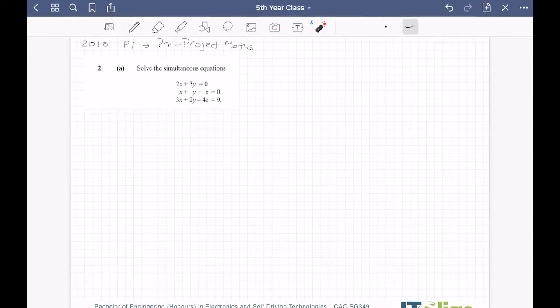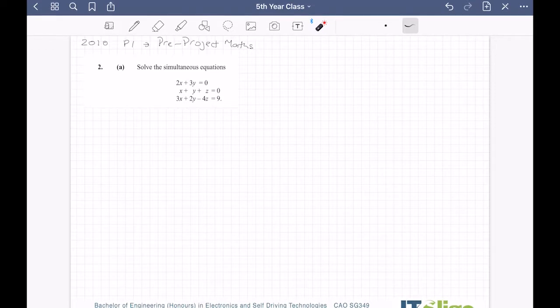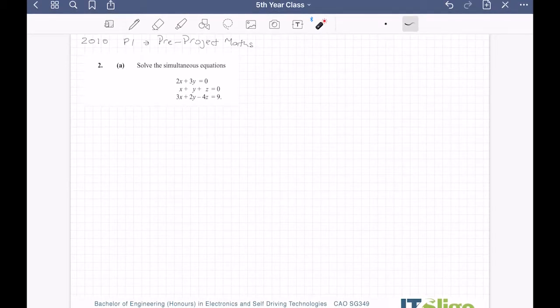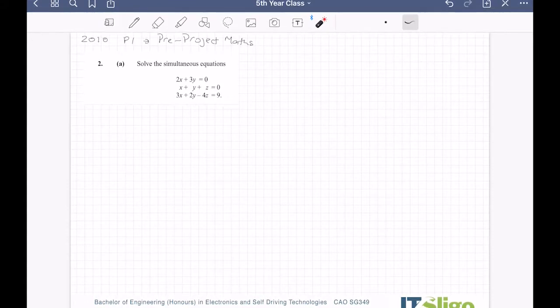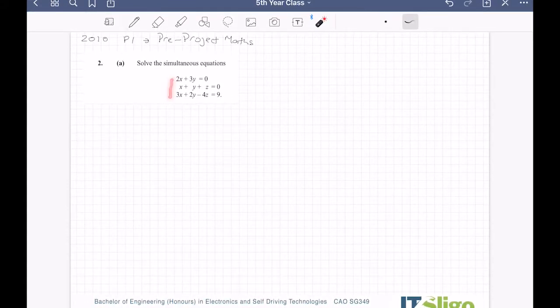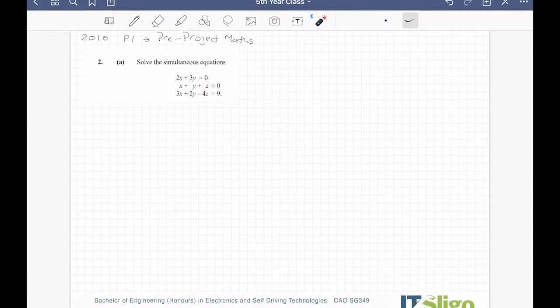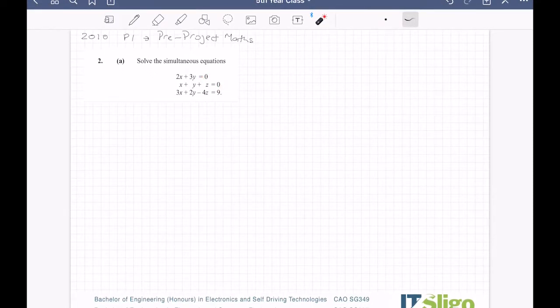This one is from the 2010 paper 1 Leaving Cert paper. It was pre-project maths, but the maths is the same. A couple of steps to it. You look at each of the equations and you make sure that they're aligned perfectly. So the x's are over the x's, the y's are aligned with the y's, the z's are aligned, and they're all equal to a number. So they're all nicely aligned for us.